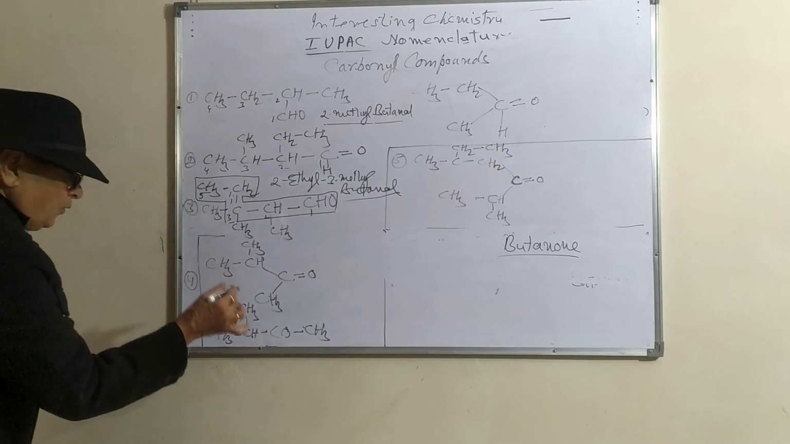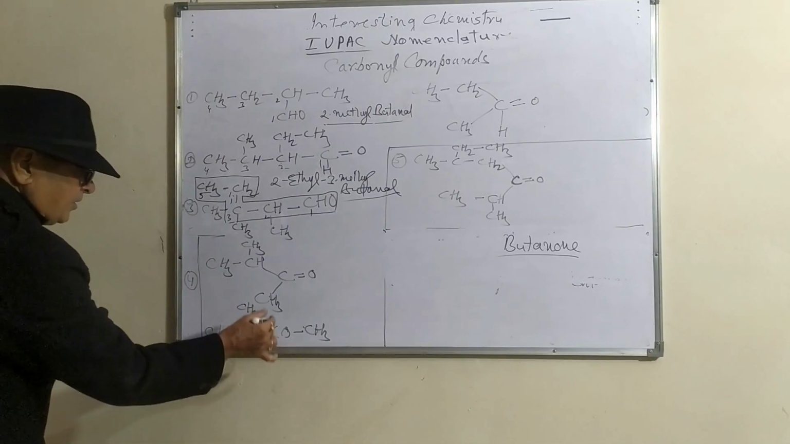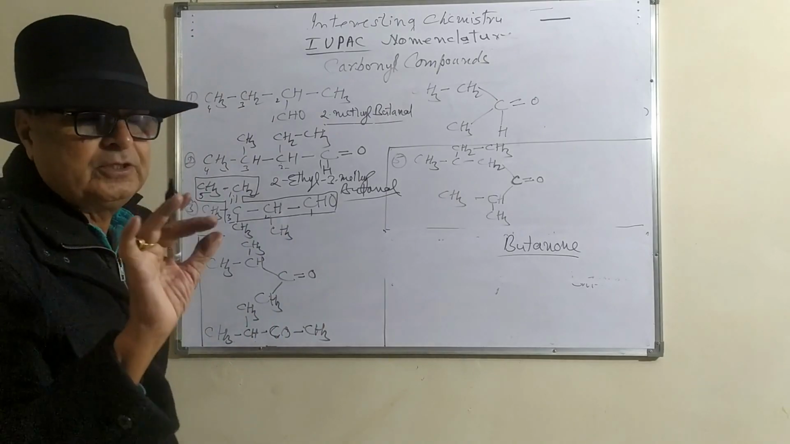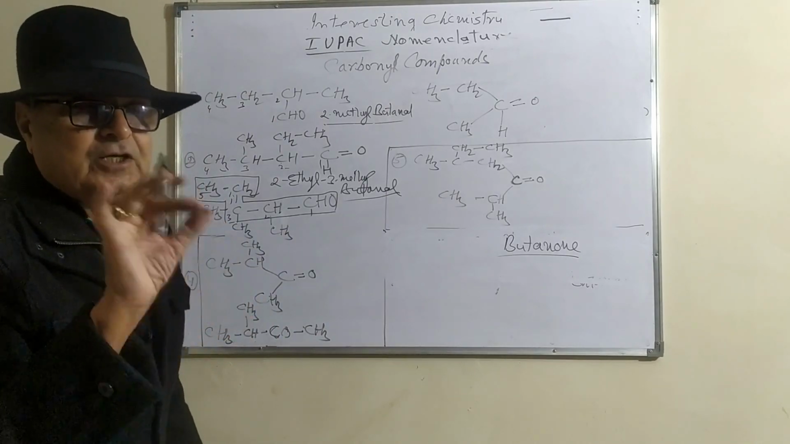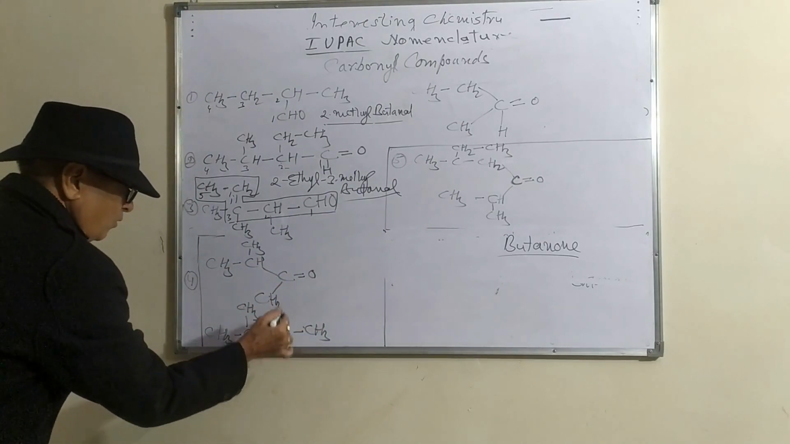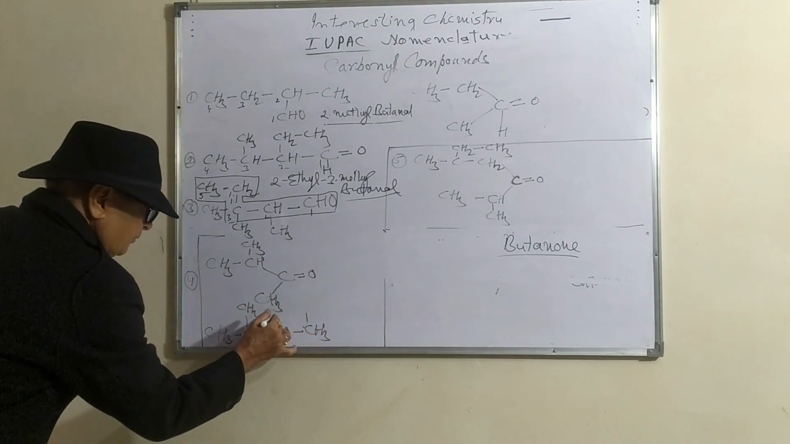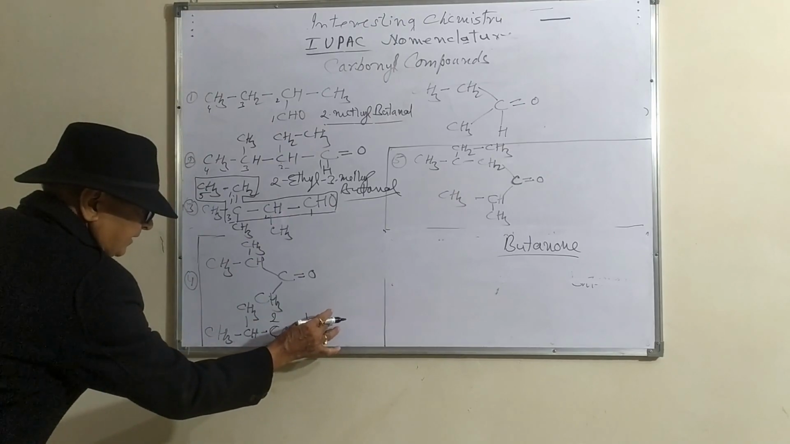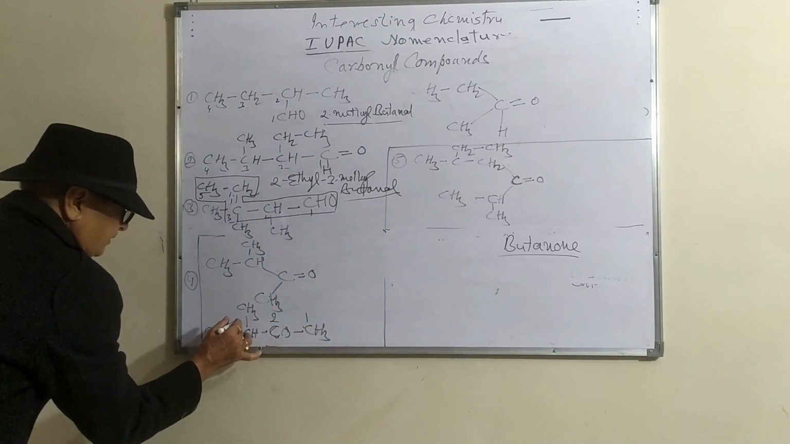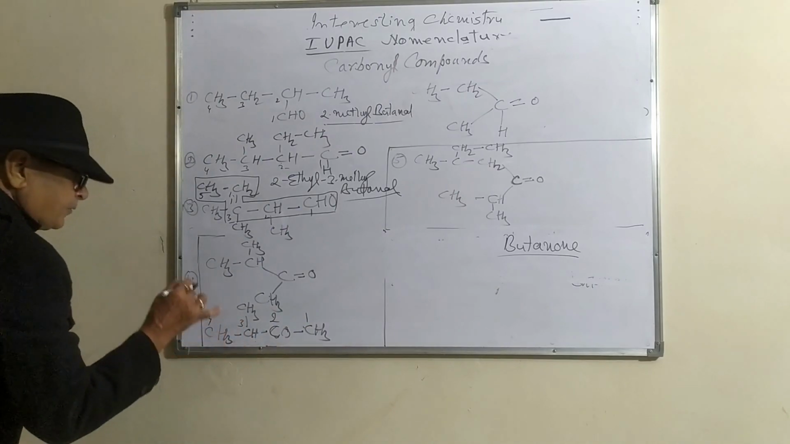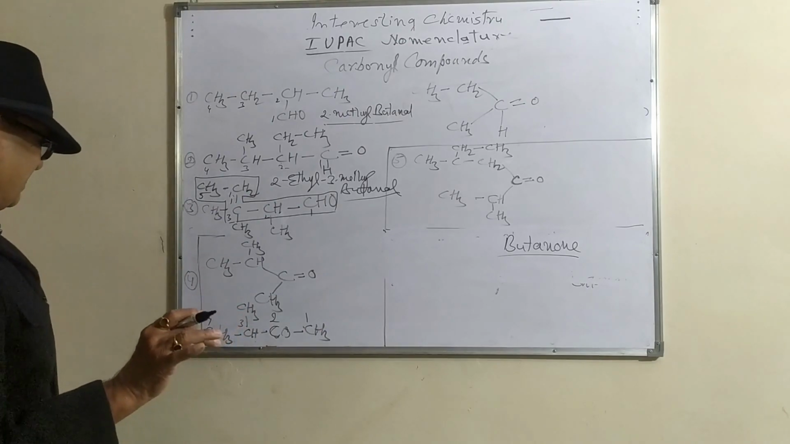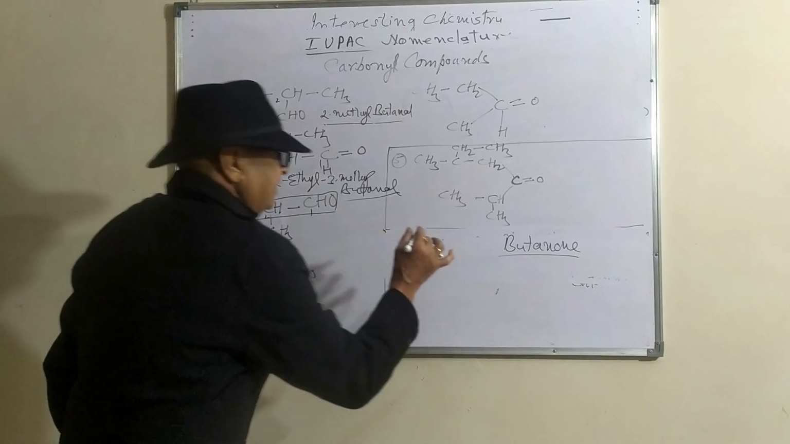Here you will find 1, 2, 3, 4. And always the carbon of the carbonyl group will be given the lowest number. So here the counting of the longest chain will start from this end to give the lowest number to this carbonyl group. So here 3 and 4. So the name of this compound will be 3-methyl.